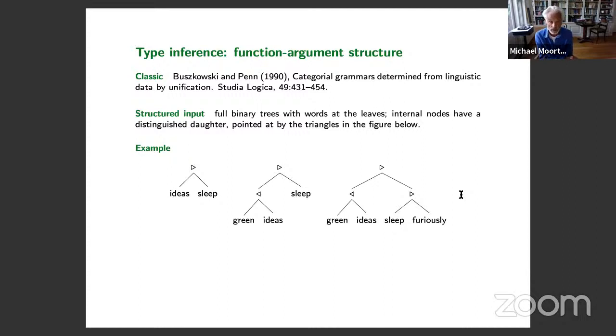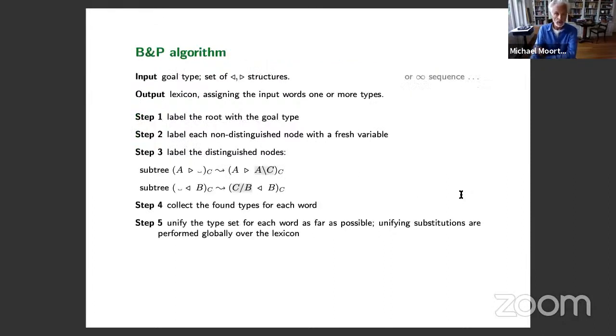So in the notation here, I've used these triangles to point to the distinguished daughter. An example would be, you know, green idea sleep furiously, etc., where you see for each internal node which of the daughters is going to be the distinguished one. Now the algorithm to extract types from these structures goes like this.